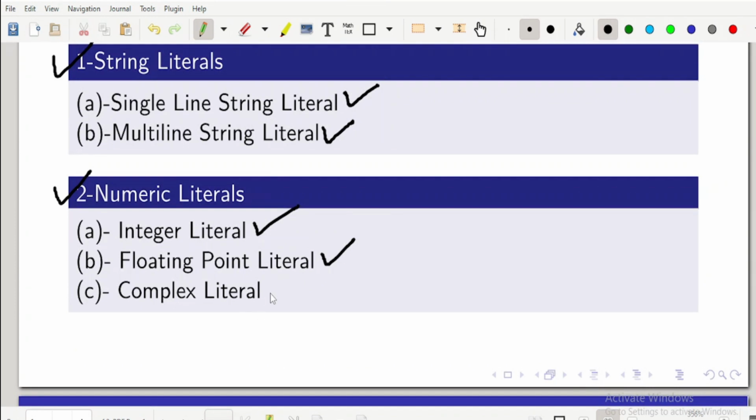The third one is the complex literal, and this type of literal contains an imaginary number. So complex numbers, basically, are complex literals.